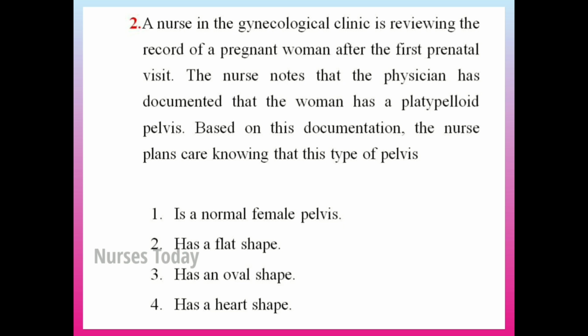A nurse in the gynecological clinic is reviewing the record of a pregnant woman after the first prenatal visit. The nurse notes that the physician has documented that the woman has a platypelloid pelvis. Based on the documentation, the nurse plans care knowing this type of pelvis is: Option 1.